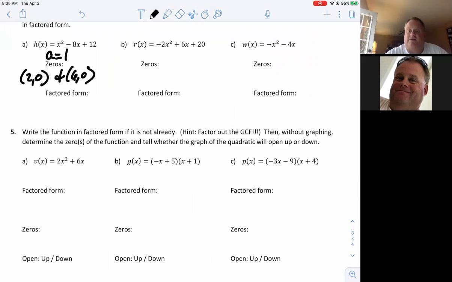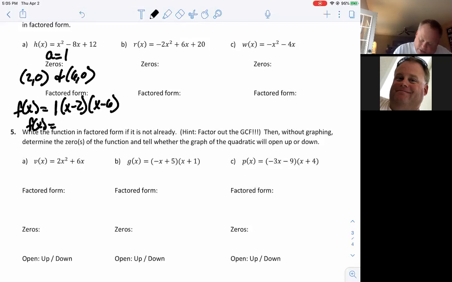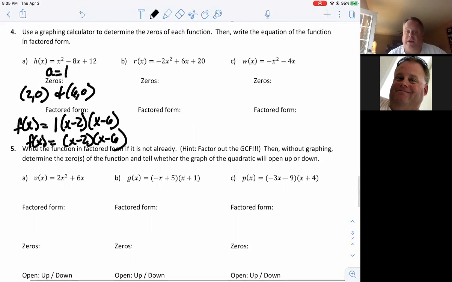So if I want to write this in factor form, I know my zeros, I know my a term here. So all I got to do is plug. So f of x equals 1 outside of (x minus 2)(x minus 6). So really, that is simply f of x equals (x minus 2) times (x minus 6). Okay, I don't need the 1 out front. I just write it so you guys can see it and understand that. All right, I'm going to hit pause and let you do the next two. Make sure that you get your a value first, plug them in, and then I'll show you what everything else is. All right, be back in a minute. Make sure you do these.